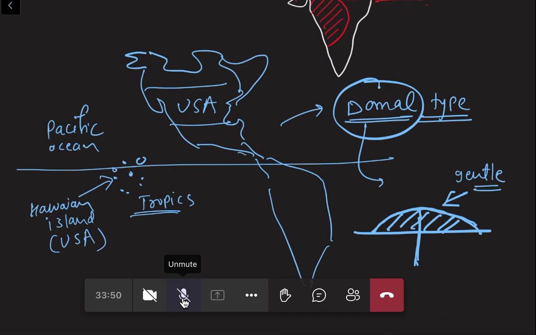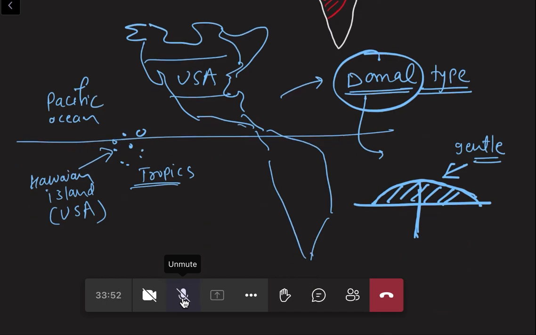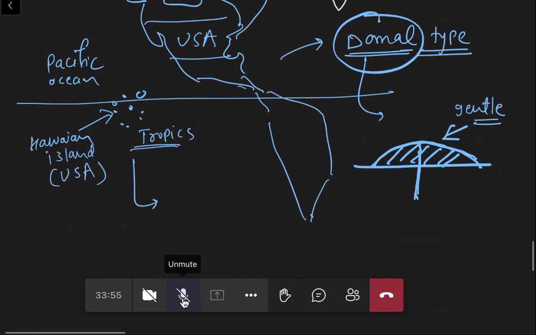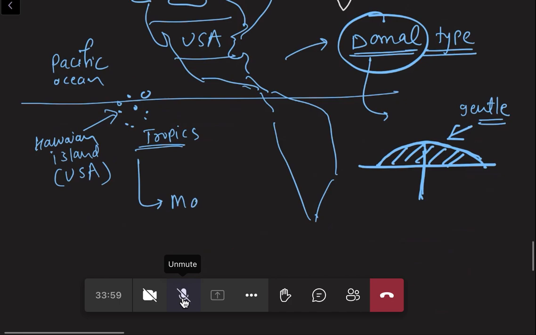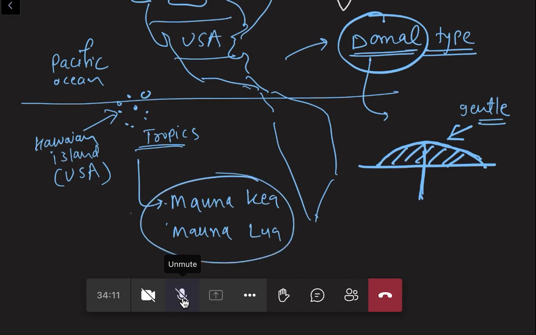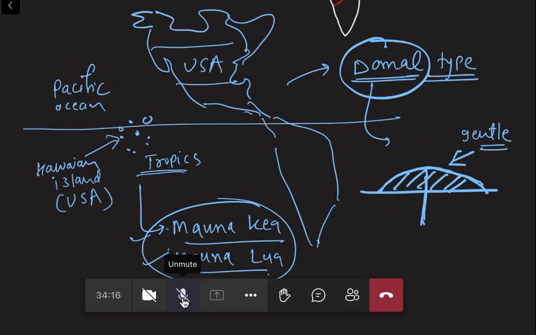Okay, now which mountains are here? There are two highest mountains in these Hawaiian islands. One is Mauna Kea, another is Mauna Loa. These are two peaks in the Hawaiian islands. Sometimes they come in the news, or you need to know where they are located and what type of volcanic mountains these are. These are domal type of volcanic mountains.